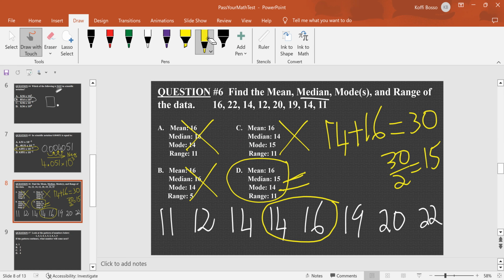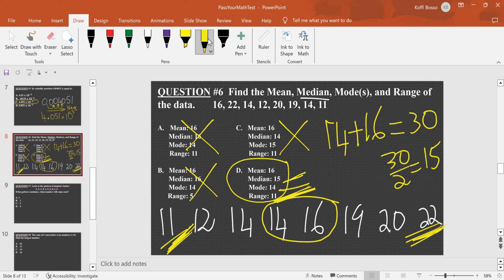Suppose we want to find the range. The range will be what? We take the highest value, which is 22, minus the lowest value, which is 11 here. And if we do 22 minus 11, you get 11. And yes, that confirms here. So the range is 11. So again, the correct choice is D.